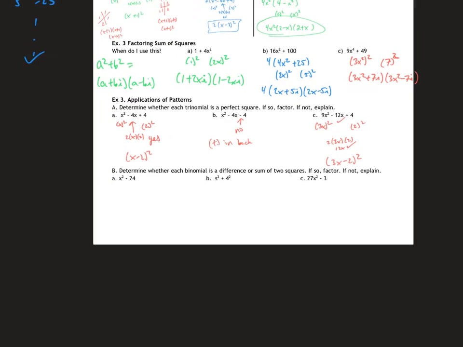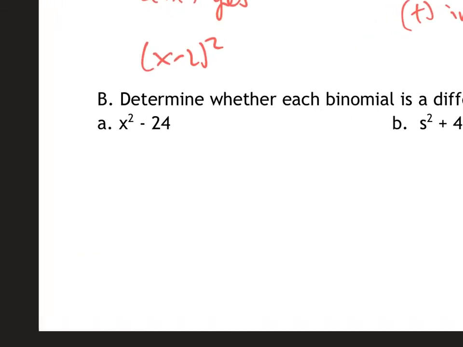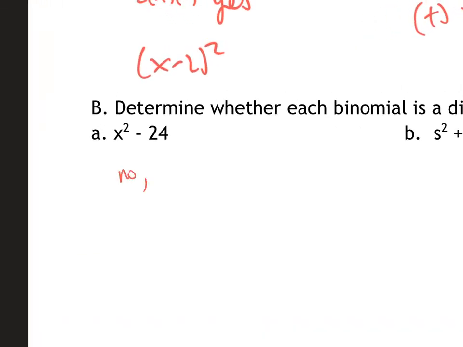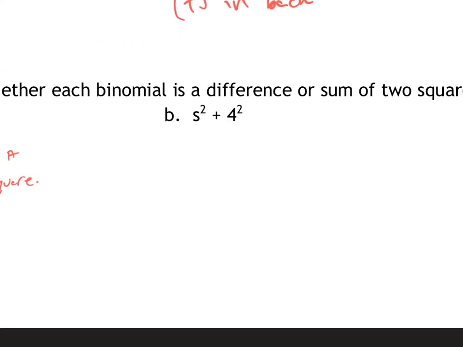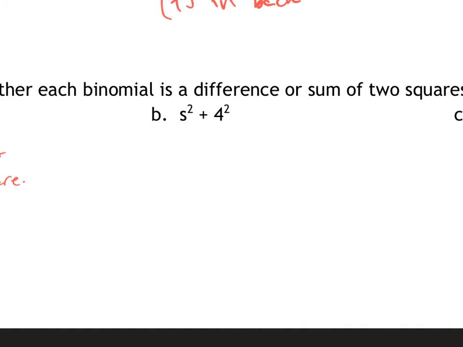All right, determine whether each binomial is a difference or sum of squares. So first one, x squared minus 24. No, 24 is not a perfect square. 25 would be, 16 would be, but not 24. x squared plus 4 squared. Yeah, they're already factored for you. So x is a perfect square. 4 squared is already written for you, nice. It's a sum, so x plus 4i and x minus 4i. Very good.